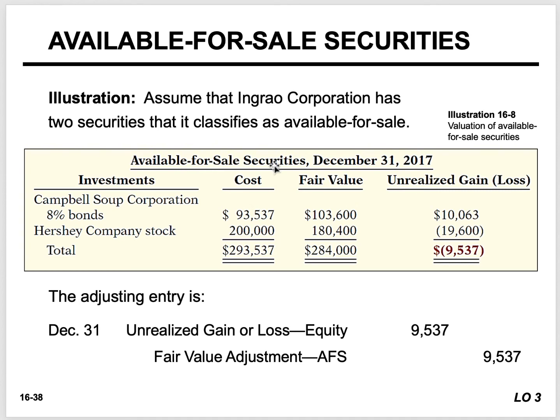But we want to give investors enough information. Oh, by the way, based on our investment account, we have an unrealized loss here of $9,537. Cool. What's the adjusting entry? Again, because it's available for sale securities, we have to report it on the shareholders' equity section. So we have to debit unrealized gain or loss equity, $9,537. We credit fair value adjustment. Notice it says AFS. That means available for sale. Okay.